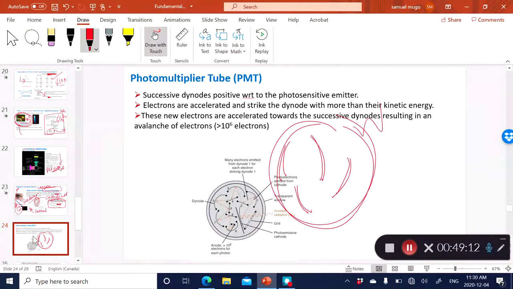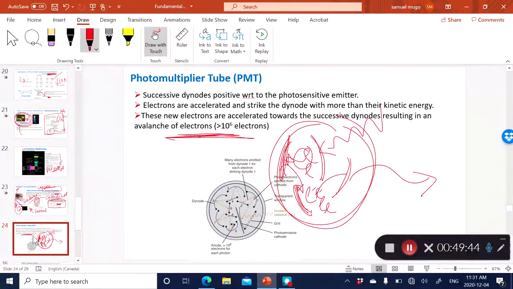For example, I've got light impinging on the first diode. It creates electrons. Those electrons are accelerated to the next phototube. And so instead of light hitting the second phototube, in this case now I've got electrons. And equally, electrons can cause more ionization. So it causes more ionization, and those electrons are accelerated to the other phototube, and so on. And so in the end, I've got an avalanche of electrons.